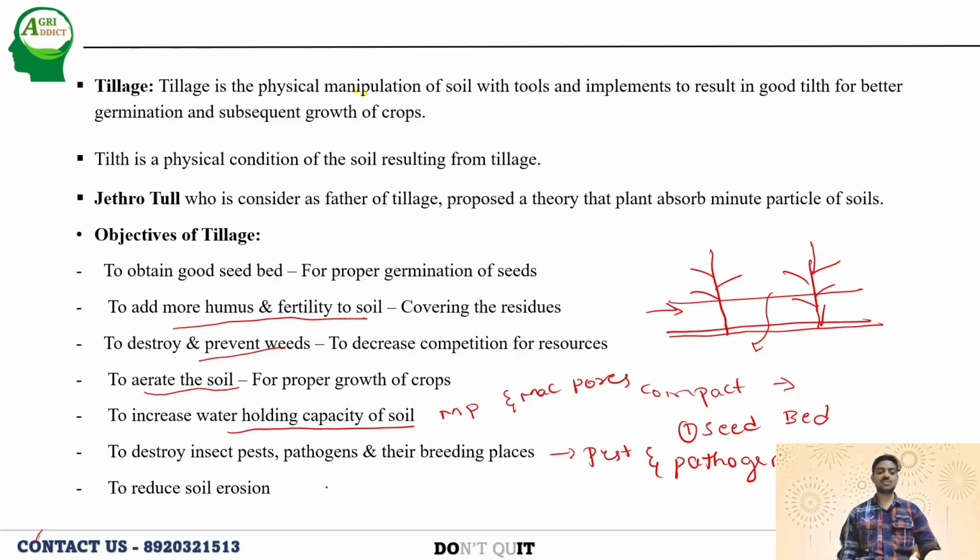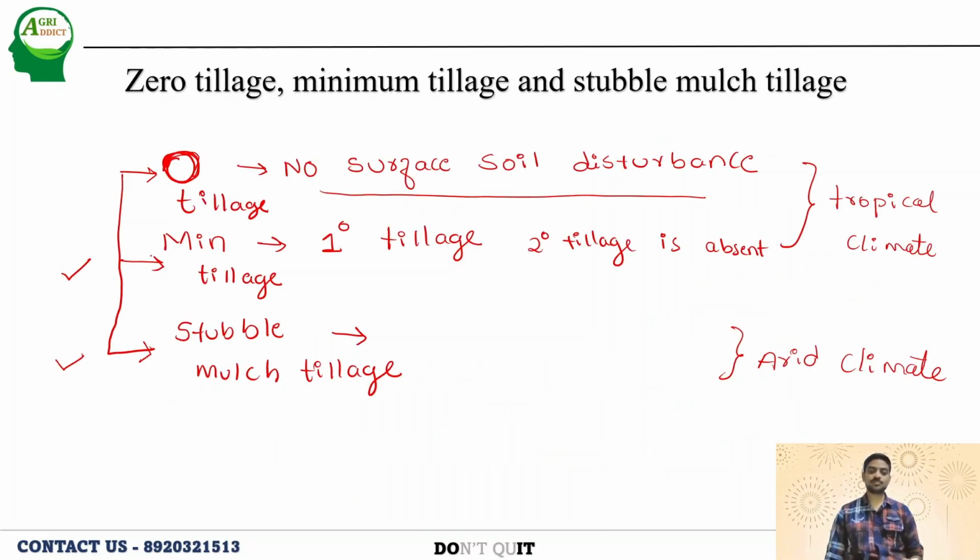And it also reduces soil erosion. Why? Earlier the soil surface was plain, and it was easy for the wind or the water to carry off the soil. But now, because of the clods, some big, some small, they act like obstacles, thereby preventing the erosion.